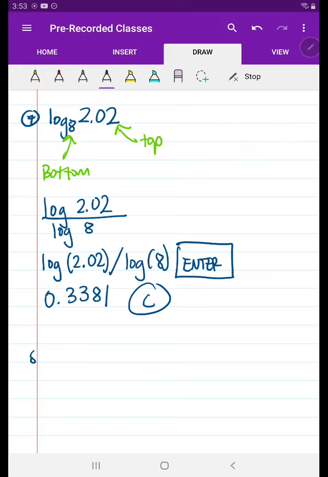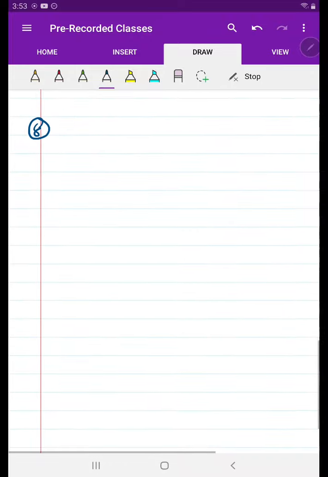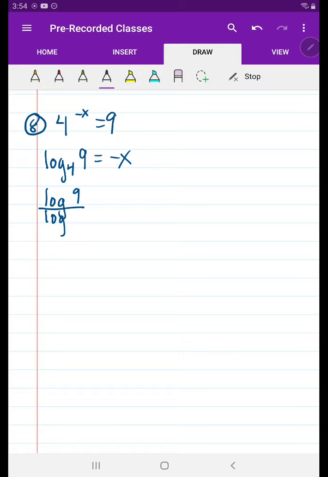So going on to number 8. For number 8, we have 4 to the negative x is 9, and we have to solve for x. So to do this, we can convert this to log form. This is going to turn into log base 4 of 9 is negative x. And so then we can use our change of base formula, and this will be log 9 over log 4, and that's still negative x.